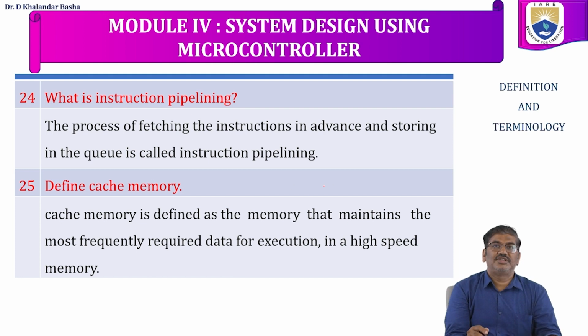What is instruction pipeline? The process of fetching the instructions in advance and storing them in a queue is called instruction pipelining. Define cache memory. Cache memory is defined as the memory that maintains the most frequently required data for execution in high-speed memory architectures.